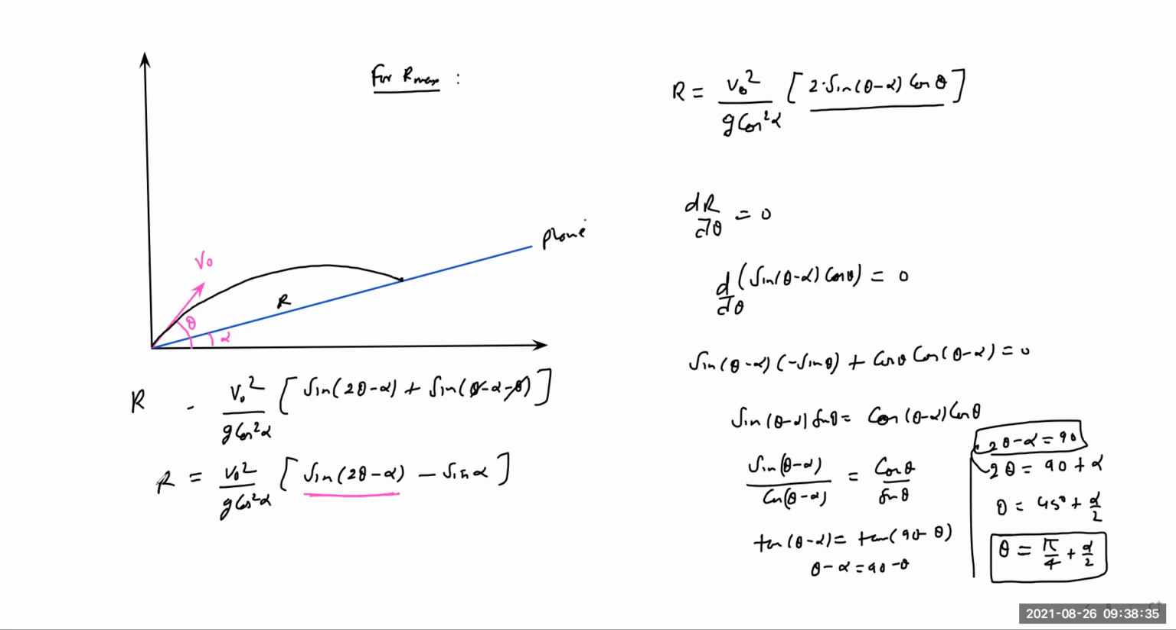So now tell me, to maximize R, we must maximize this. What is the maximum value of sine? One. So the R max is very simple: V naught square by G cos square alpha into 1 minus sin alpha. That's simple. That is R max, nothing else. But we can also simplify this as V naught square, and we can write 1 minus sin alpha. That's nice. But we can also write cos square as 1 minus sin square alpha.